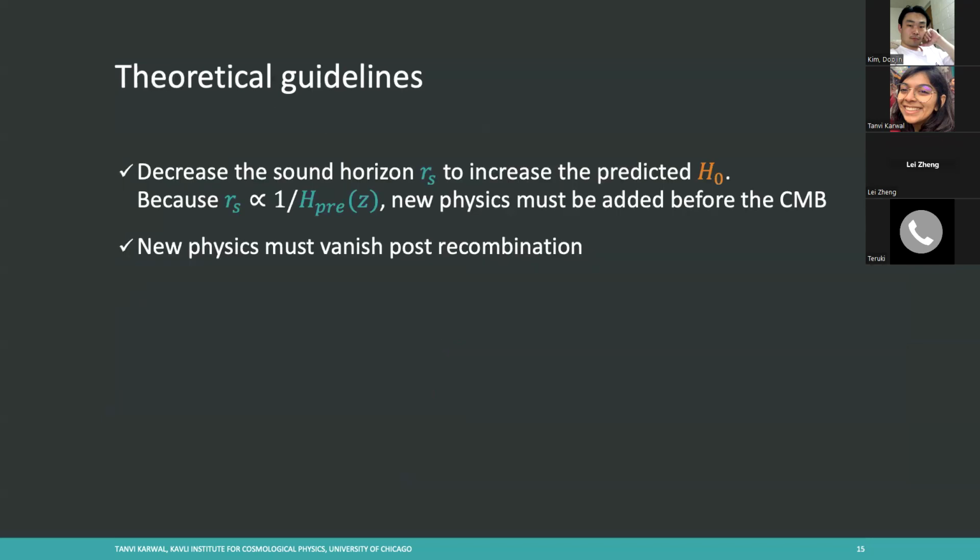This phenomenology, now we're achieving both of these. We're injecting new physics before the CMB and reducing the size of the sound horizon because we'll make the universe expand and cool faster. And it's disappearing in the late universe. So we are now consistent with the two requirements we set out for ourselves.